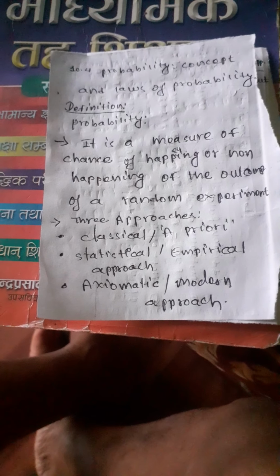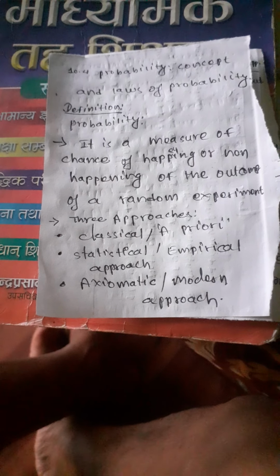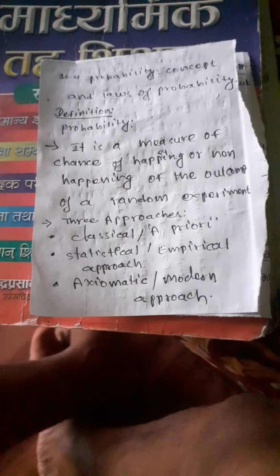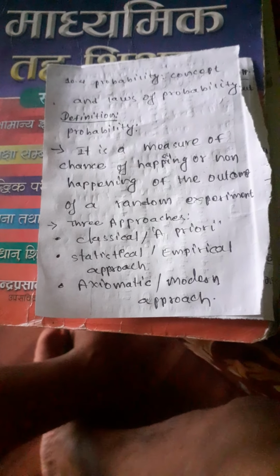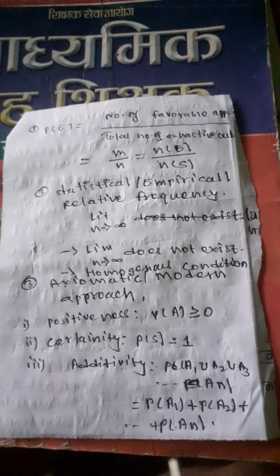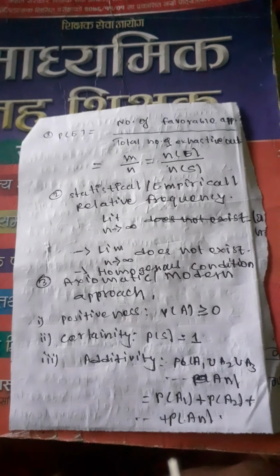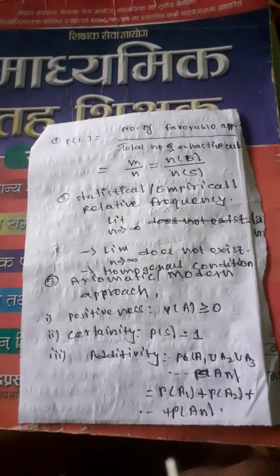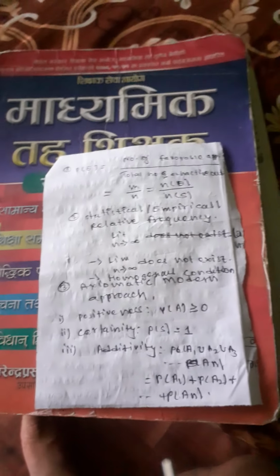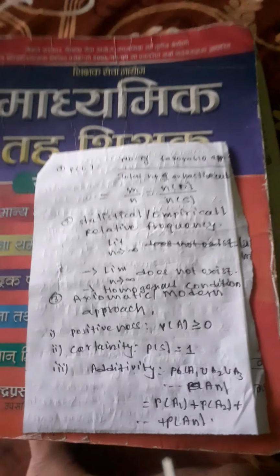Definition of probability: it is a measure of the chance of happening or non-happening of the outcomes of a random experiment. There are three approaches: classical (a priori), statistical (empirical), and axiomatic (modern) approach. Next, the formula of probability: probability is equal to the number of favorable cases divided by the number of possible outcomes.